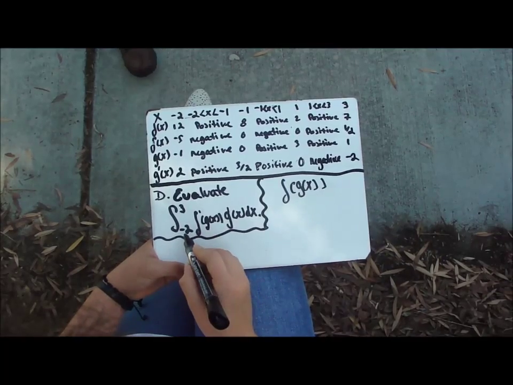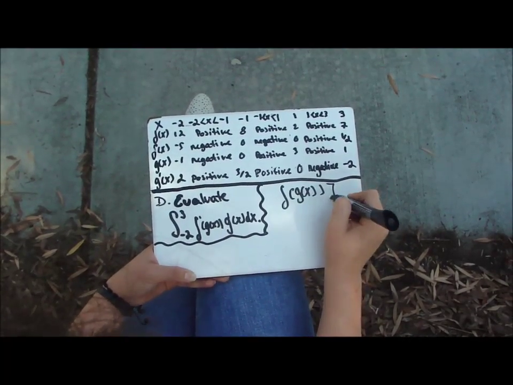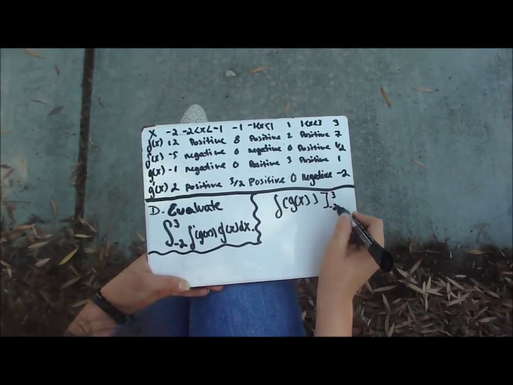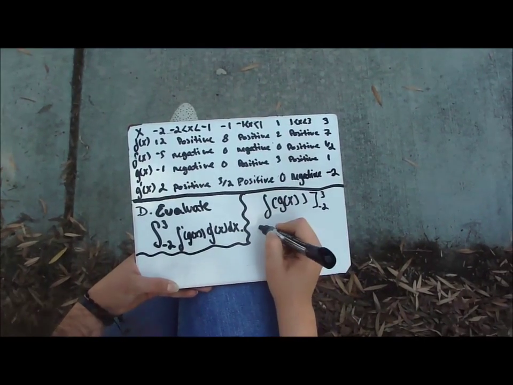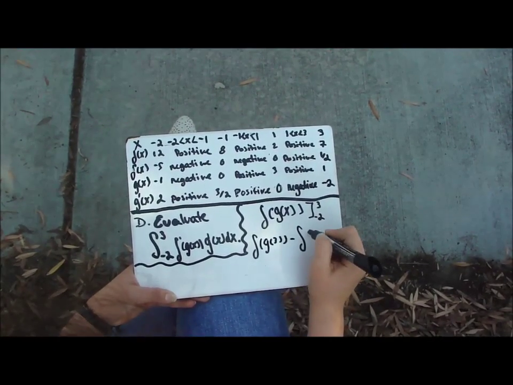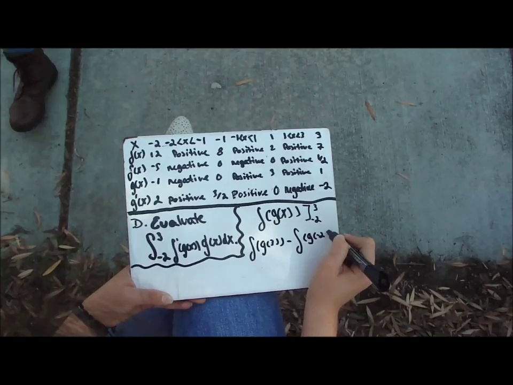So then we are told the integral is from -2 to 3. So we put brackets around it and write down -2, 3. Then you plug in these numbers and subtract them from each other. So you would start out with f of g of 3 minus f of g of -2.